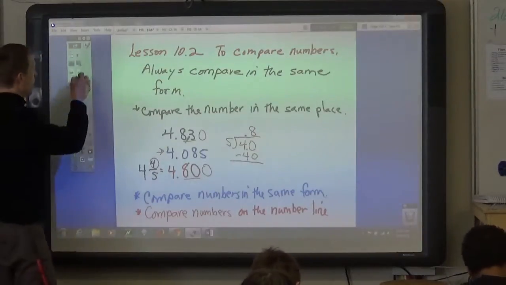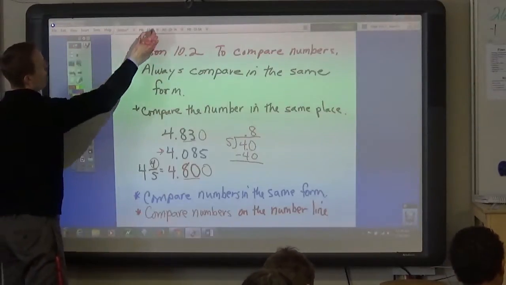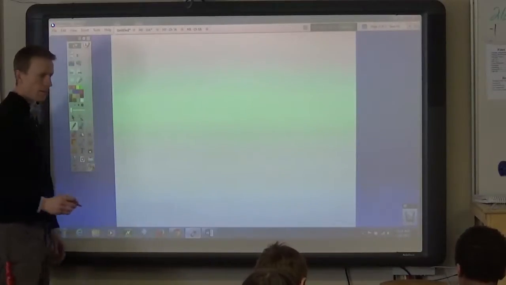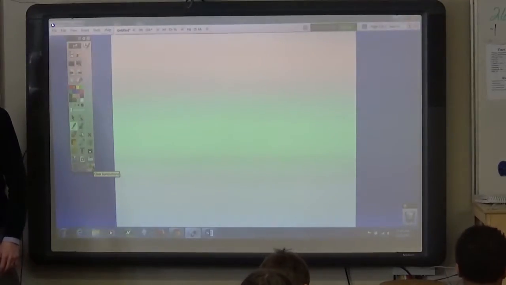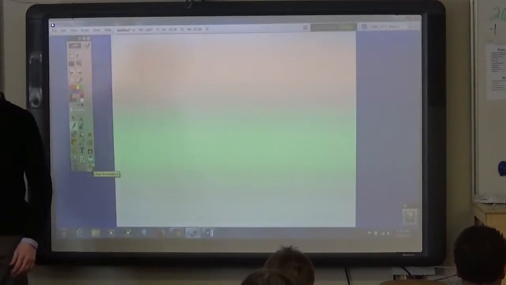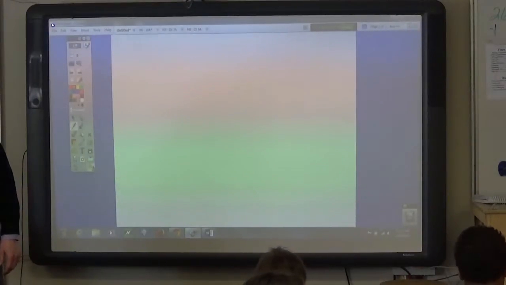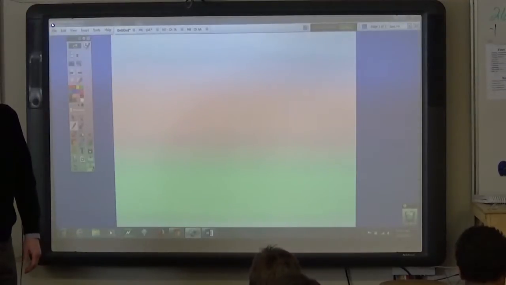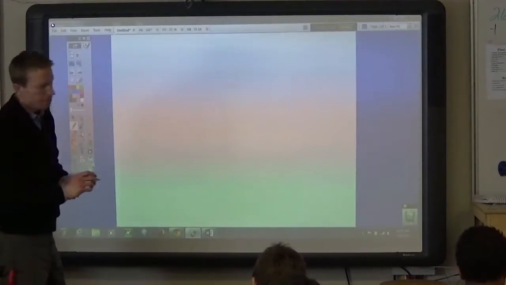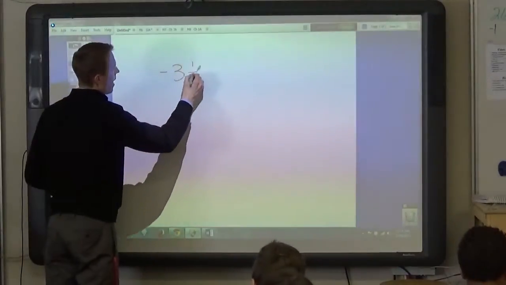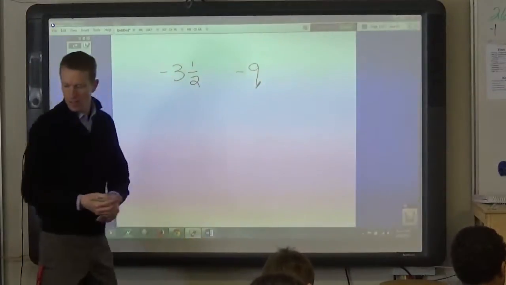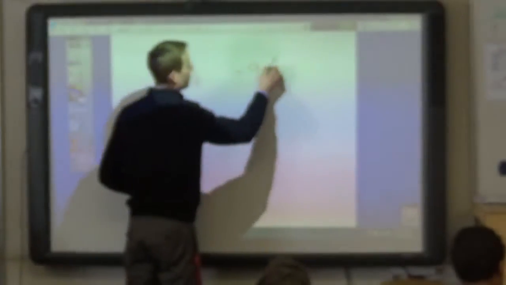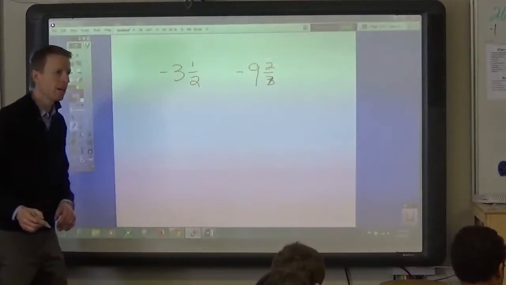Okay? Now, you can also compare numbers that are in fraction form. For example, you might have to take fractions and put them in order. Like, well, this one, for example, -3.5 and -9 2/3. How would we compare these?